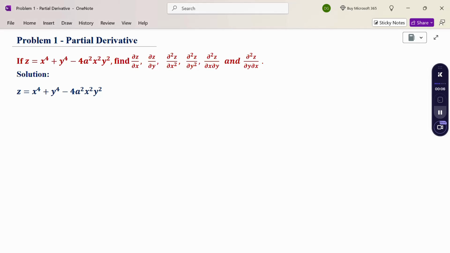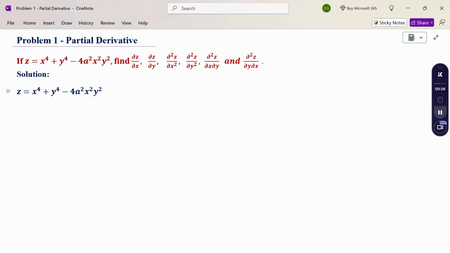In this section, we are going to discuss a partial derivative problem. Look at this problem. If z = x⁴ + y⁴ − 4a²x²y², find ∂z/∂x, ∂z/∂y, ∂²z/∂x², ∂²z/∂y², ∂²z/∂x∂y, and ∂²z/∂y∂x. First, in the given problem, z is a function depending on two variables x and y.